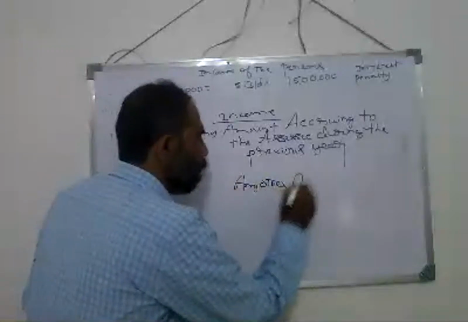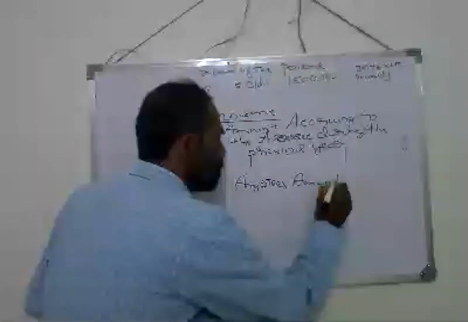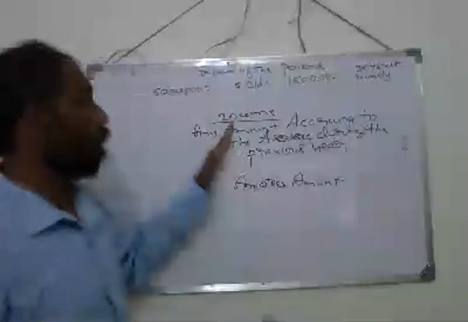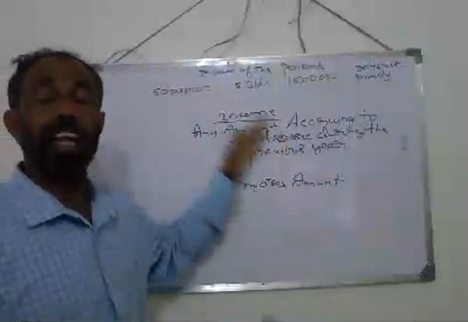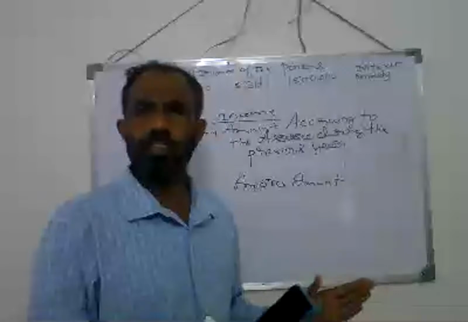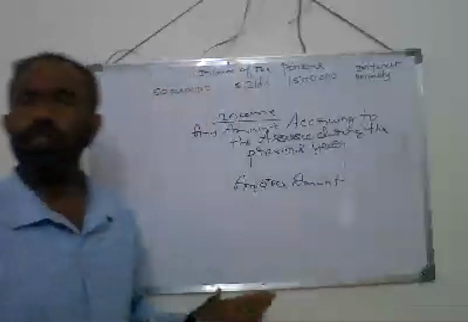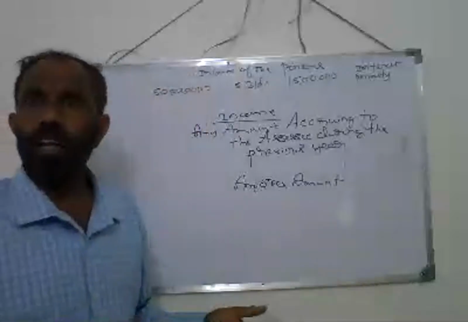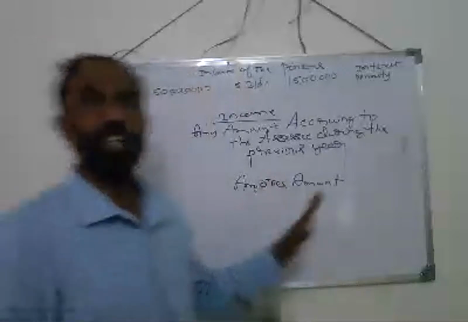Any other amount accruing to the assessee, they say. The reason is that the definition of income is not complete or exhaustive. It is an inclusive definition. It is not an exhaustive definition. If any new income comes up, it can be charged under the Income Tax Act.